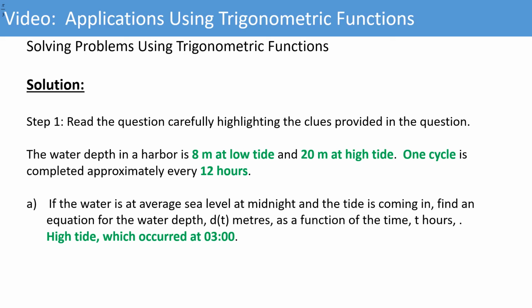If the water is at average sea level at midnight and the tide is coming in, which means the water is going to rise, find an equation for the water depth, we'll call it d meters, as a function of time, which is t hours. One more clue here, high tide occurred at 0300 hours, 3 o'clock a.m.